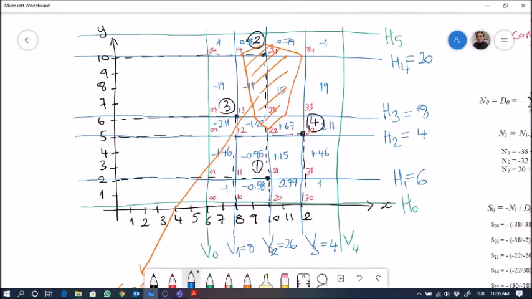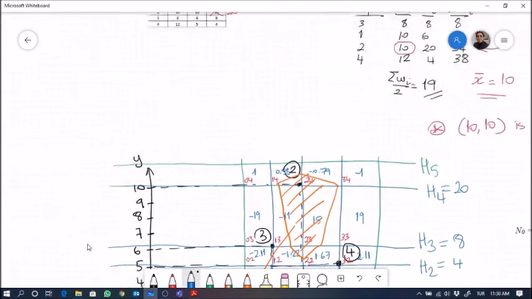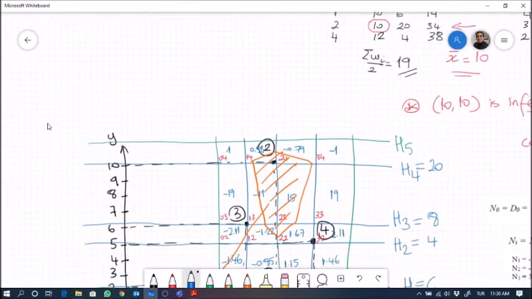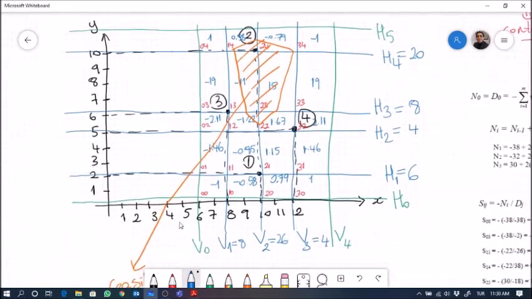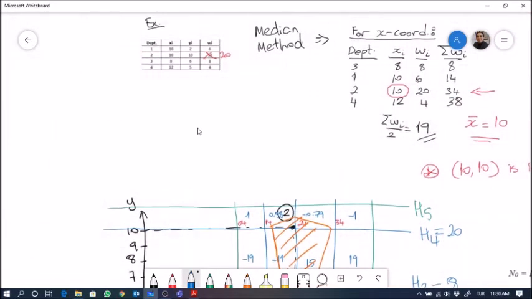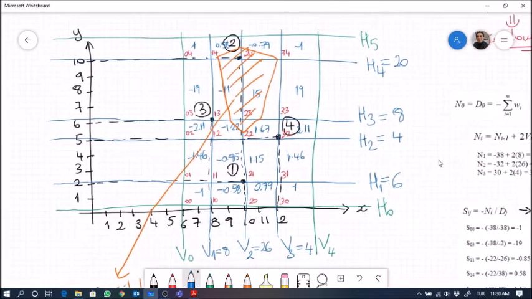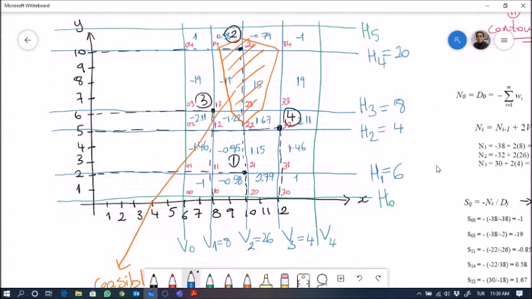On V2, the second blue vertical line, we have, don't forget, departments 1 and 2. So what were the weights of departments 1 and 2? 6 and 20. We need to sum these up. So V2 will be 26. On V3, we have only department number 4. The weight of department number 4 is 4. So V3 will be 4. And then we need to put the values for the horizontal lines.